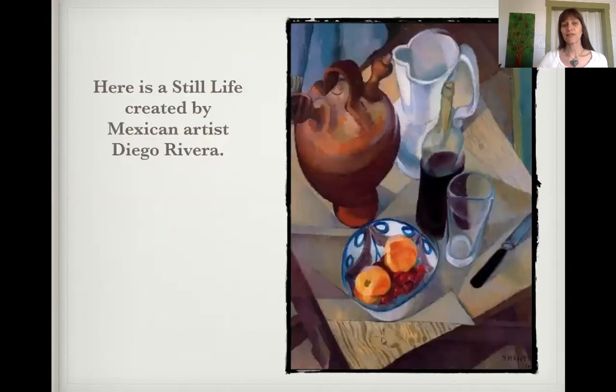Here is a still life created by Mexican artist Diego Rivera. You'll notice it has fruit, it has a pitcher or a vase, and a table. This time there are no flowers. This one is interesting because we're looking from up above, almost like we're a bird flying over the table.